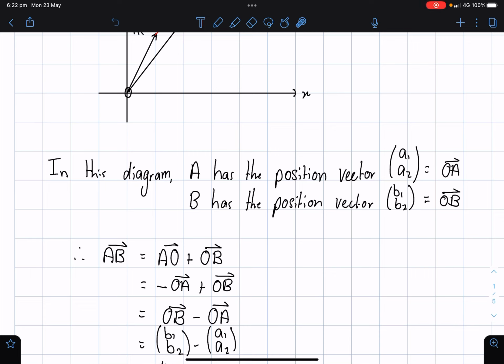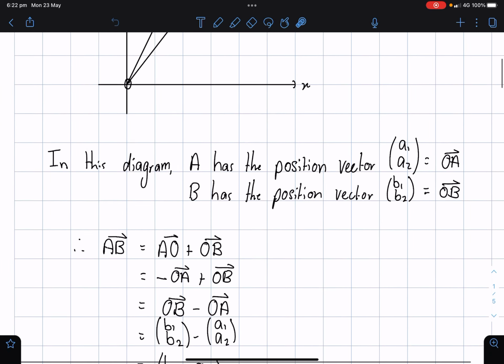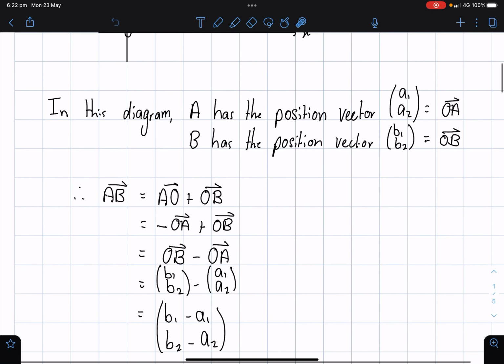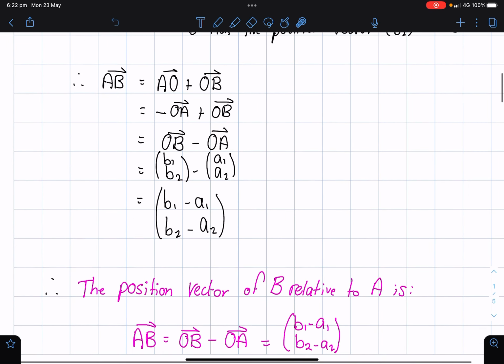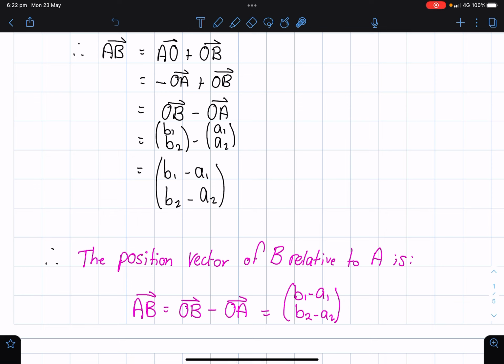All right. Now that we've done our operations with vectors, we know exactly what kind of result we're going to get here. We're going to get the two horizontal elements, B1 take away A1, and then the two vertical elements, B2 take away A2. So the position vector of B relative to A is the vector AB, which equals OB minus vector OA, which equals B1 take A1 and B2 take A2. This will be our general formula.